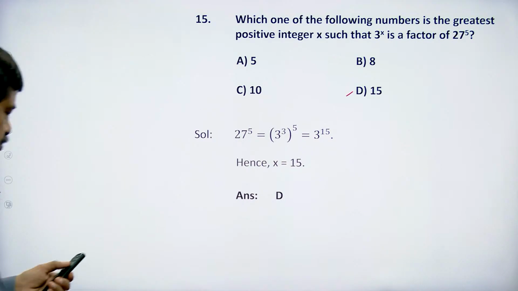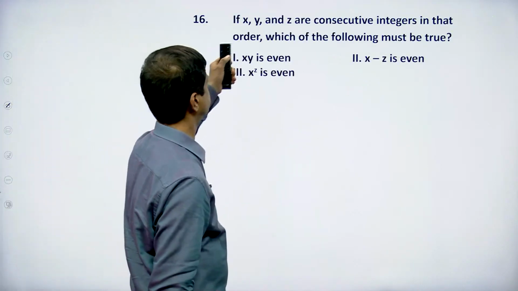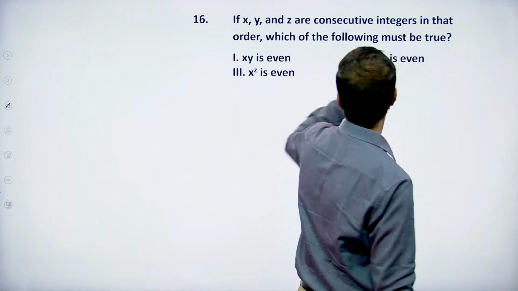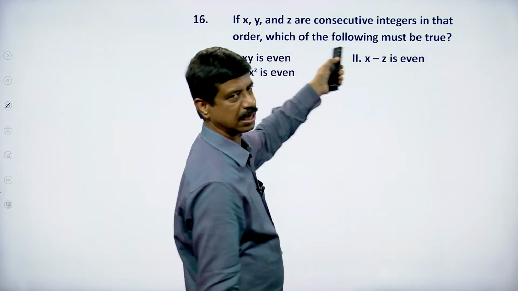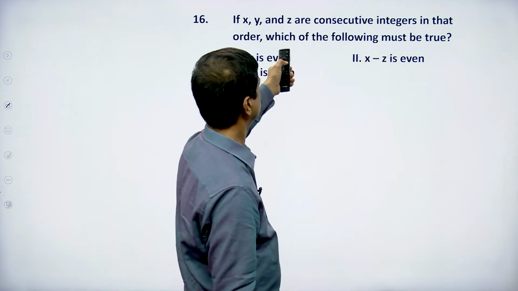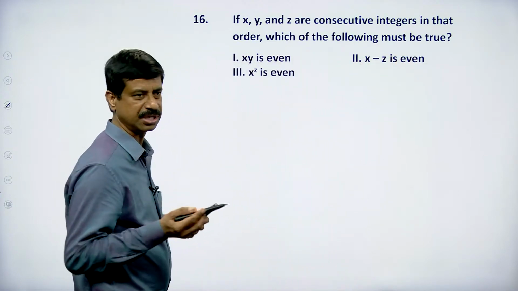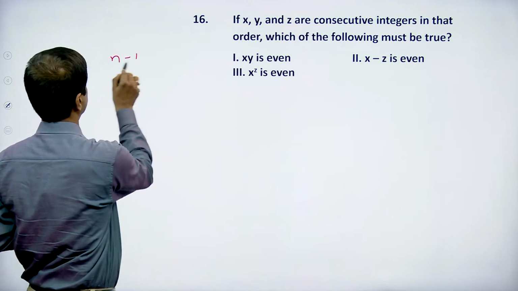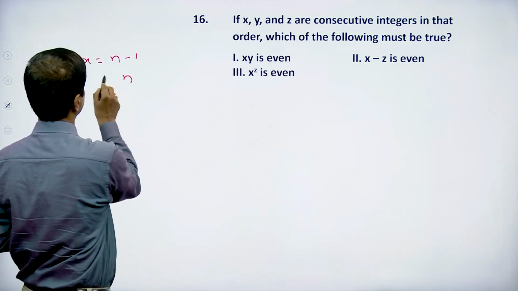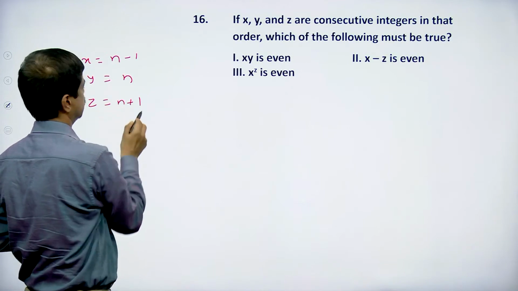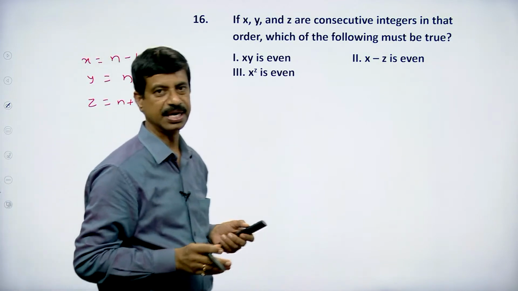Okay, children, let's move to the next question. Look at this. If x, y and z are consecutive integers in that order, which of the following must be true? Whenever he says consecutive integers, I will take n minus 1, n, n plus 1. Generally I prefer to take that, children, like that.